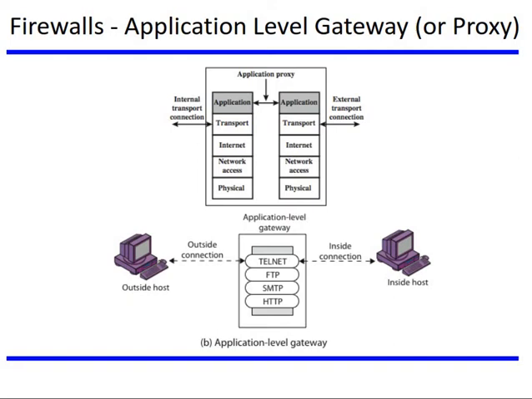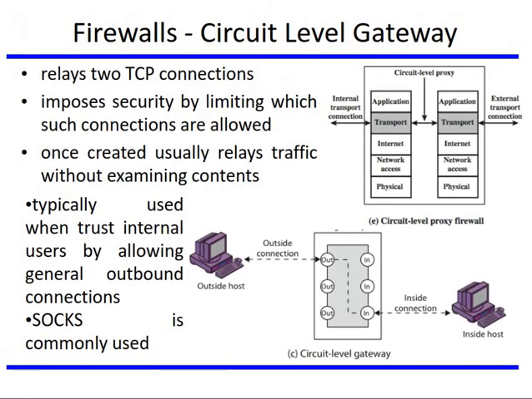If the gateway does not implement proxy code for a specific application, the service is not supported and cannot be forwarded across the firewall. Further, the gateway can be configured to support only specific features of an application that the network administrator considers acceptable while denying all other features. So, an application level gateway tends to be more secure than packet filters. Next, we are going to see about the circuit level gateways.